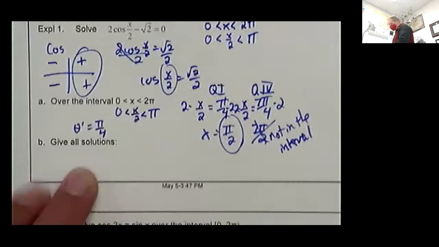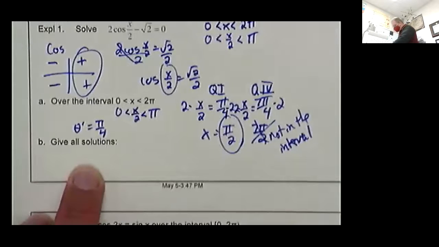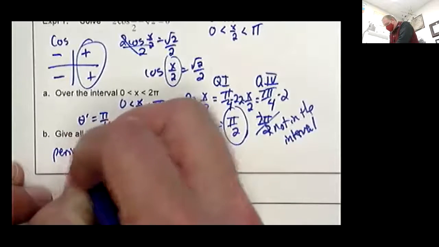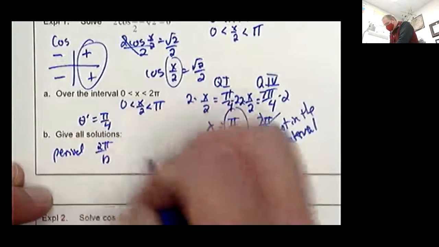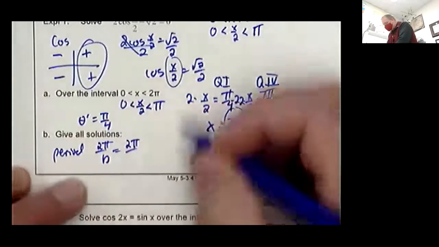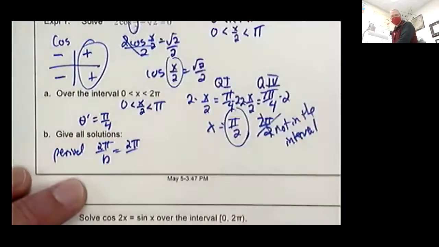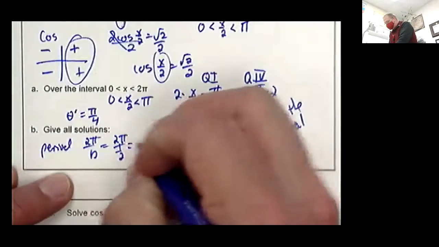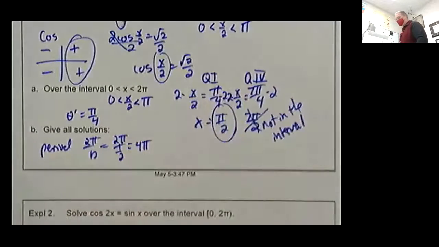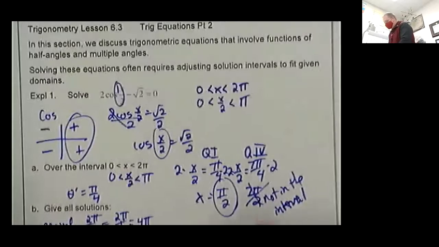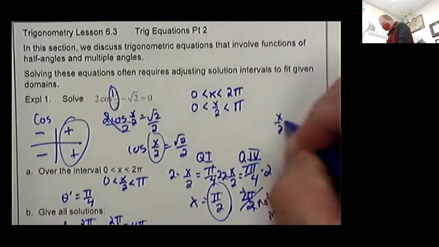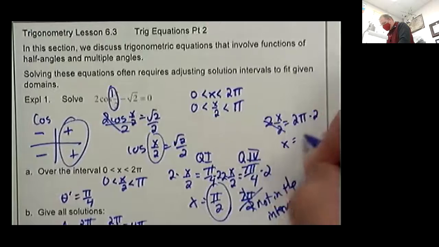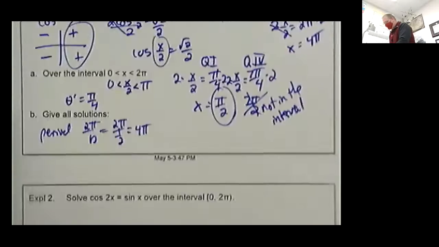Then we want to give all solutions. To find all of the solutions, we have to consider our period. Remember, our period is 2 pi over b. Well, our b number is now 1/2, and that comes from our equation. So the b number is the 1/2. That means our period is now 4 pi. Another way to think about that is if we would have taken x over 2 equal to our regular period, 2 pi, and we multiply by 2, that means our x has to have a period of 4 pi.